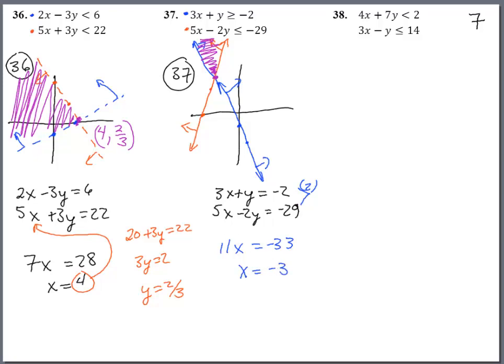And if we stick that back in, about right there, we get 3 times negative 3 is negative 9 plus y equals negative 2. Add 9 and we get y equals 7. So this point that we were looking for is negative 3, 7. There's the corner. And number 38.